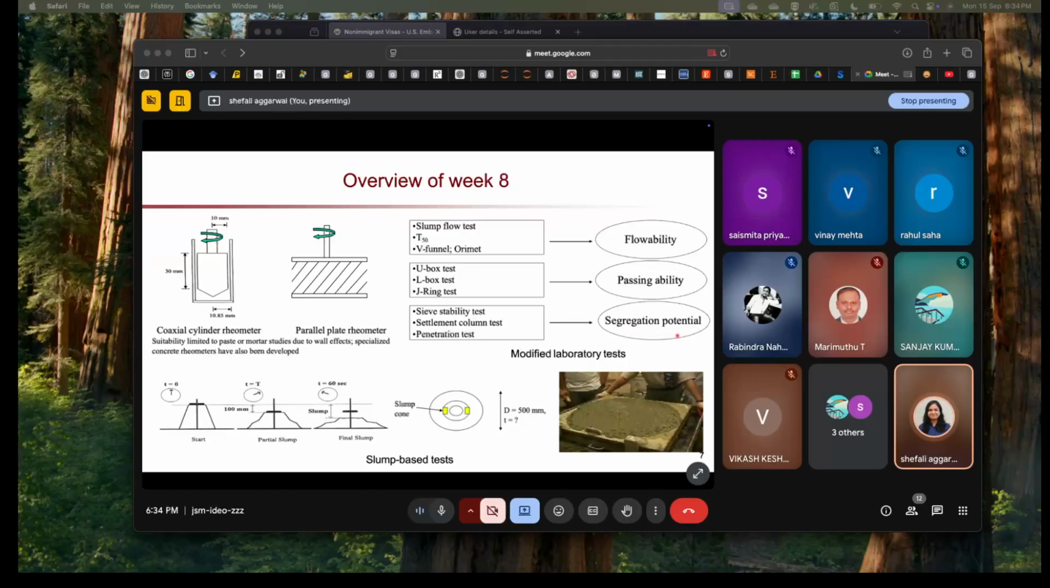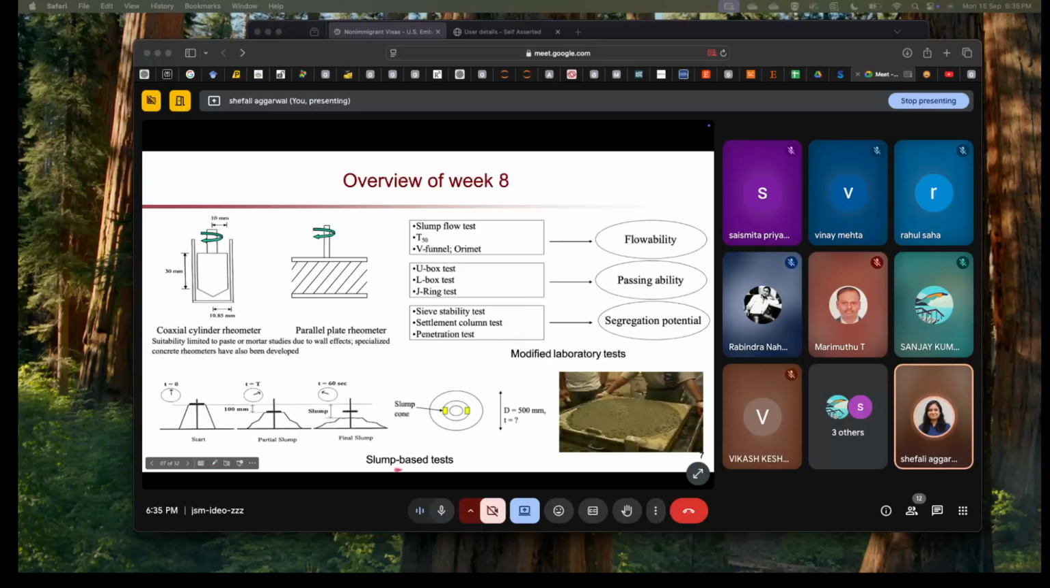Since it is a more flowable concrete, it will have more water, or let's say the paste will be more flowable. When we have more flowable paste, there are chances of segregation. Your coarse aggregate can settle down and your paste can come up. Those are the common problems we see in SCC type of concreting. Your paste and your aggregates will be separated. To check that, we do the segregation potential tests using sieve stability, settlement column test, and penetration test.